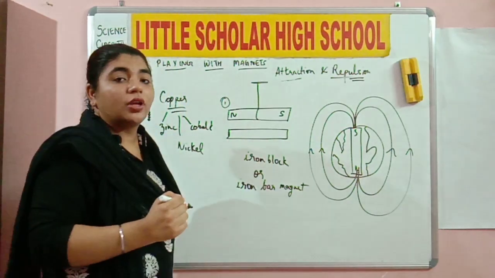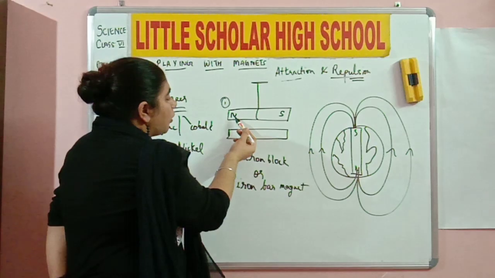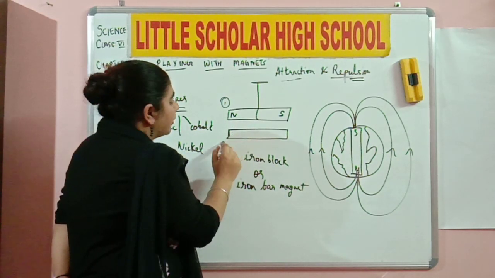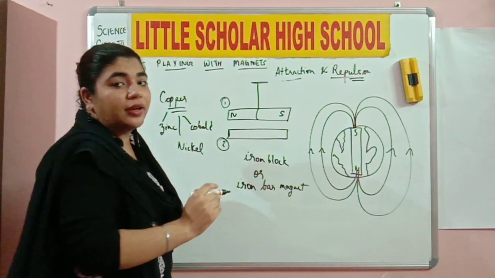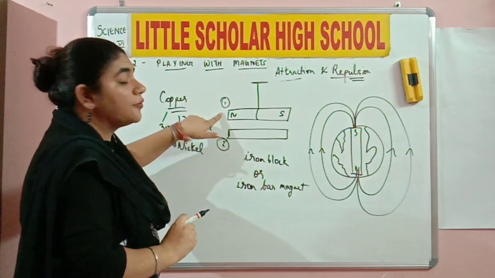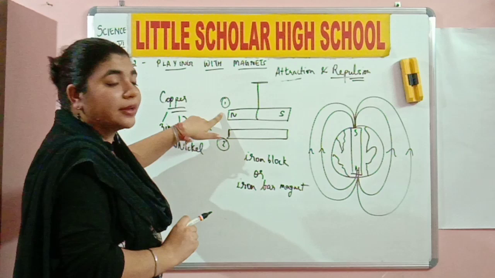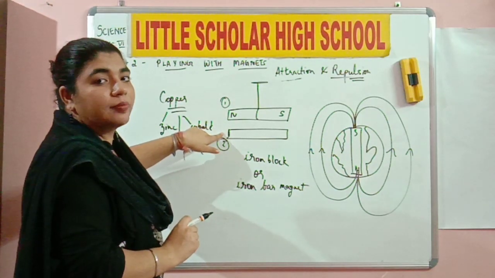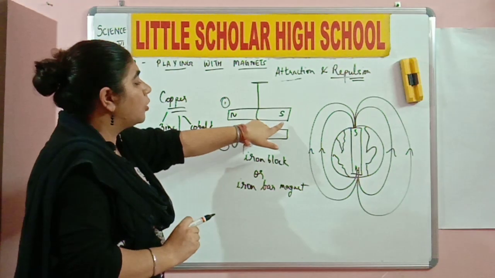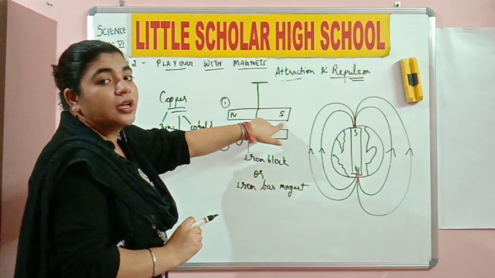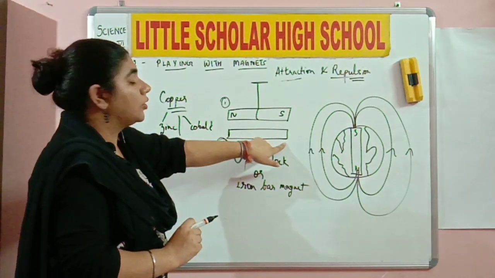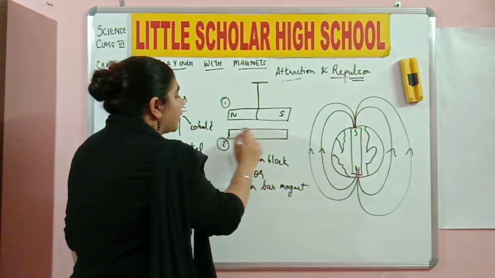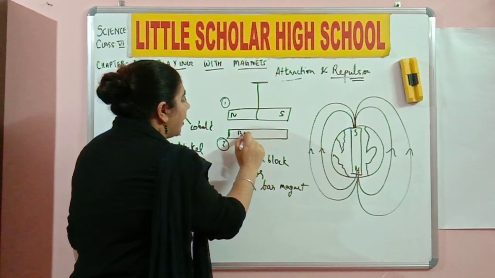Now, if the north pole of my first magnet is attracting one end of my magnet number 2, and the south pole of my first magnet is attracting the other end of my magnet number 2, this means this block here is also a bar magnet.